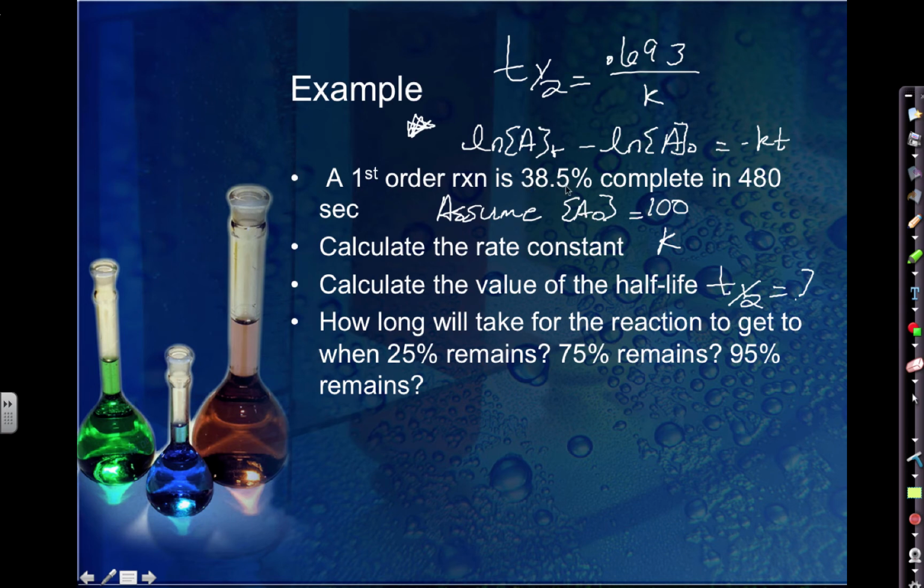So we're going to assume the initial concentration is 100. Well, 38.5% complete means that at that time, at 480 seconds, I only have 61.5. So if I start with 100 and I go until it's 38.5% complete, I can take 100 minus 38.5. That means at 480 seconds, I have 61.5 moles per liter.